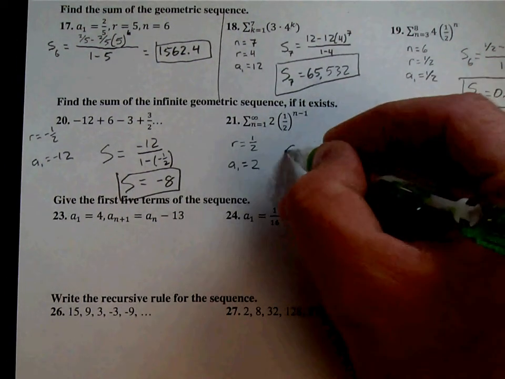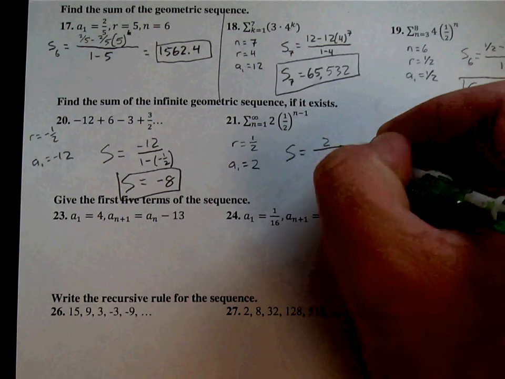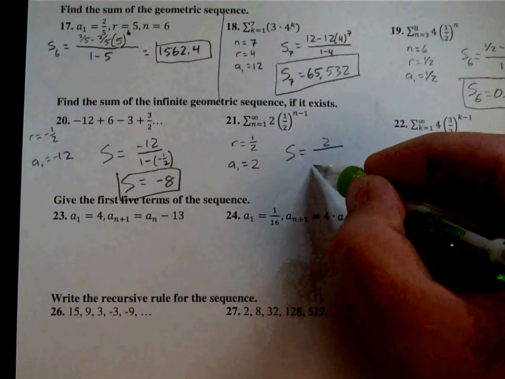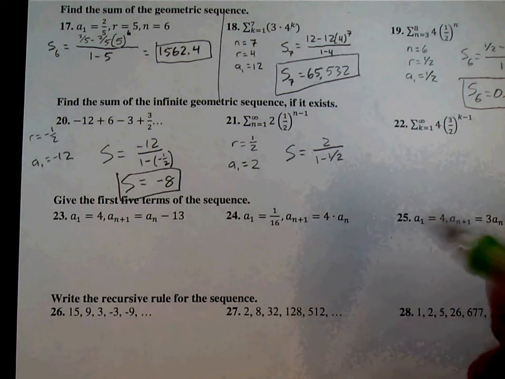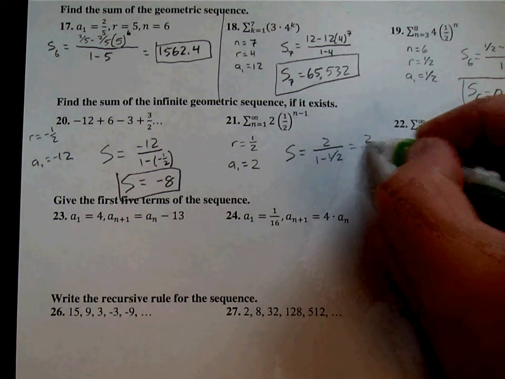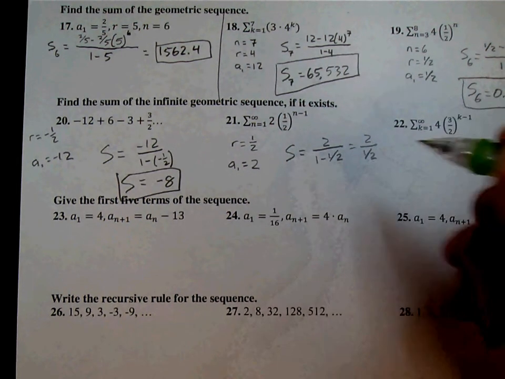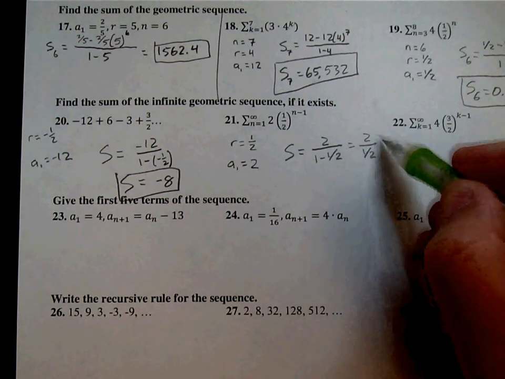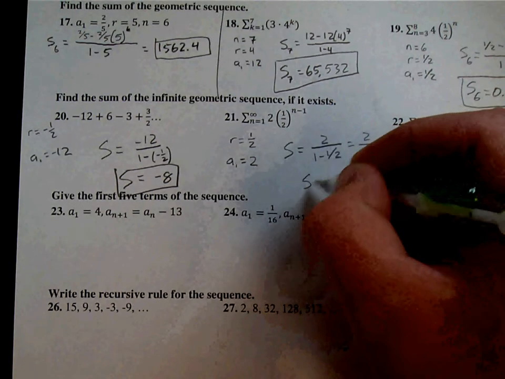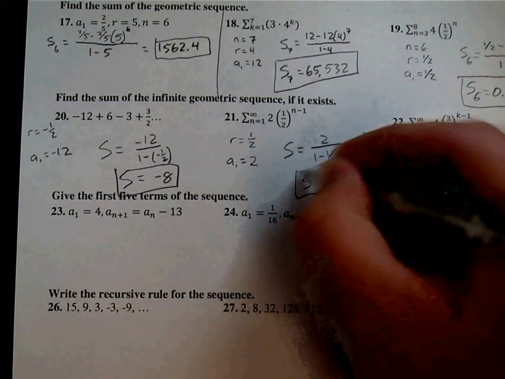So my formula calls for me to take a sub 1 over 1 minus r. I don't really need a calculator for this. 1 minus 1/2 is 1/2. Dividing by 1/2 is the same as multiplying by its reciprocal, so 2 over 1. So we really have 2 times 2, which is 4.